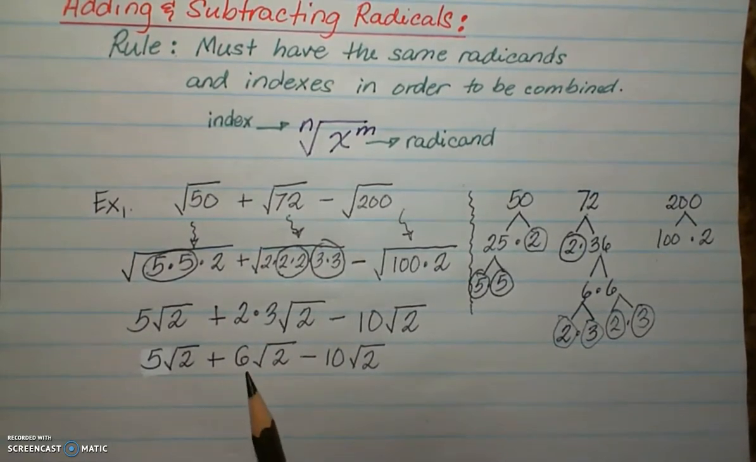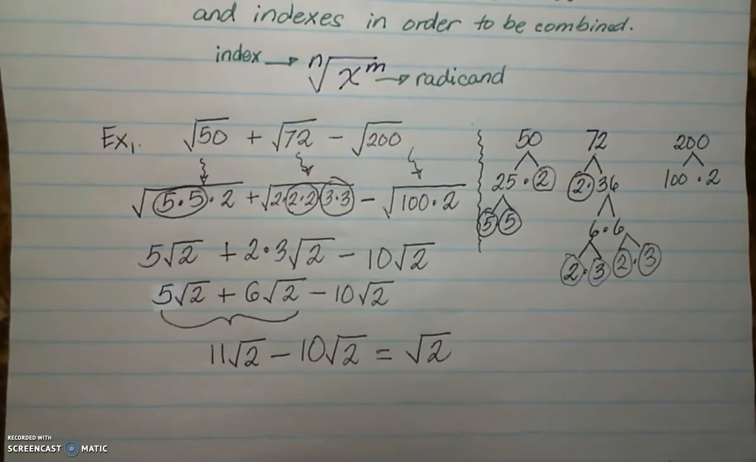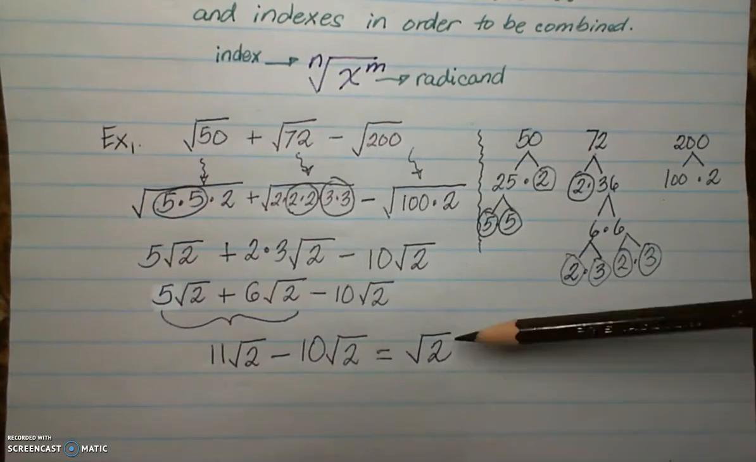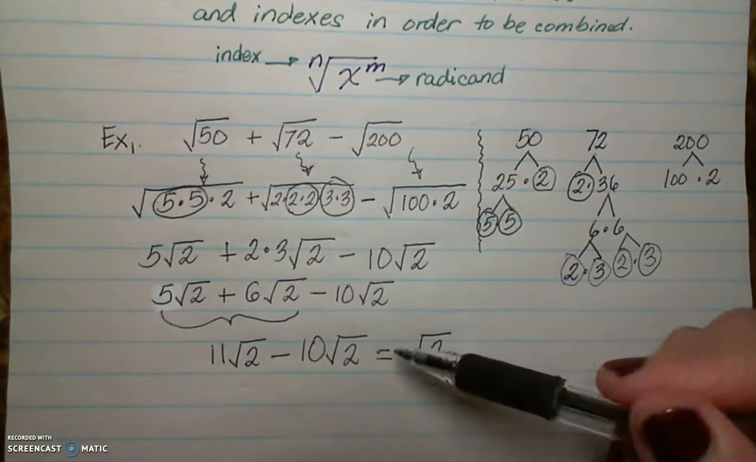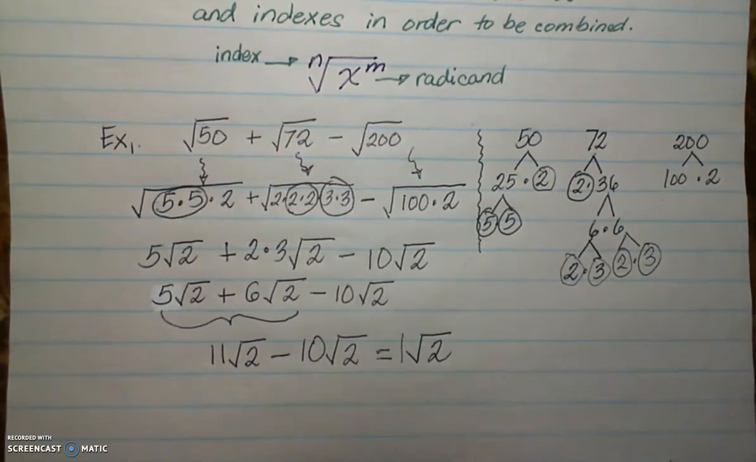So 5 plus 6 is 11 square root of 2 minus 10. That's going to be 1 square root of 2, or simply square root of 2. All right, so 11 minus 10 is 1. And this is just like x, you know, you just copy it down. Understand that there's a 1 there that I'm not required to put, but if that will help you to see, then you can put it. Okay, so that's 1 square root of 2, or simply square root of 2.